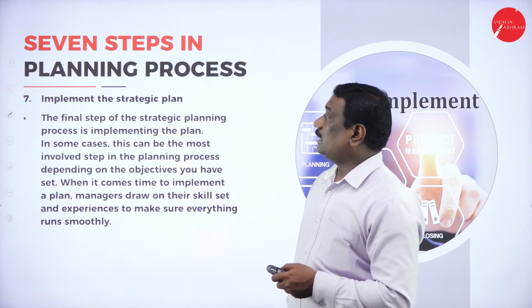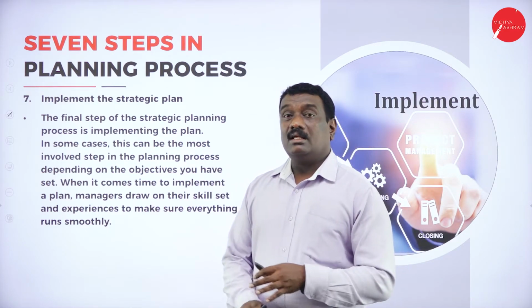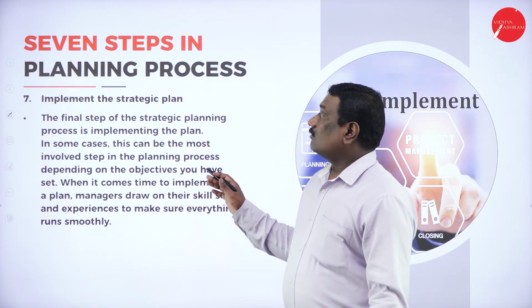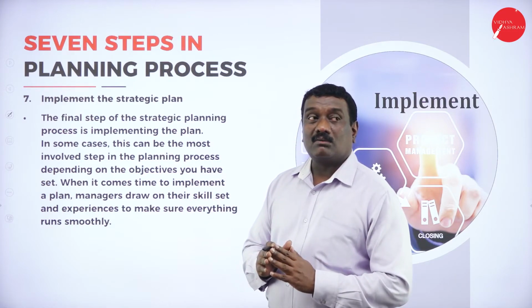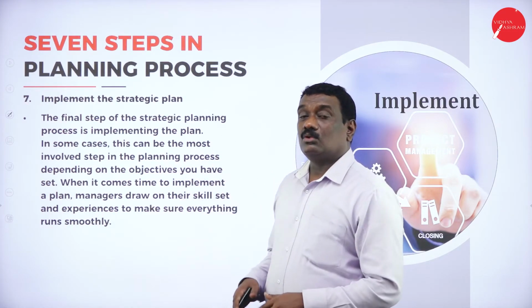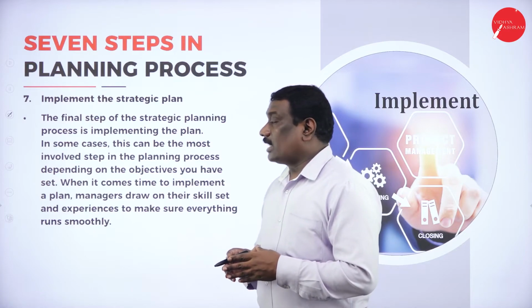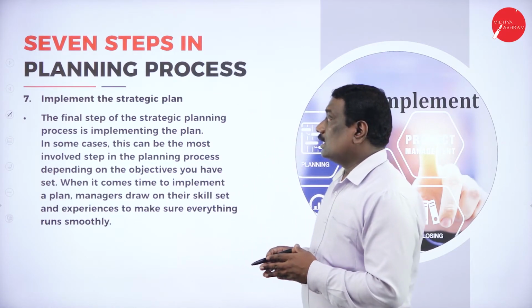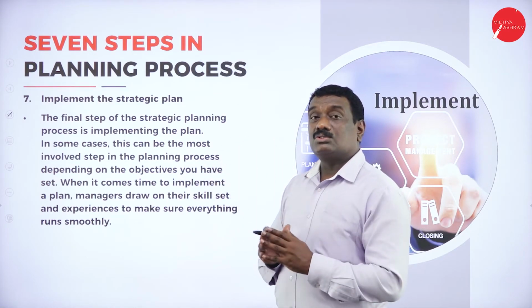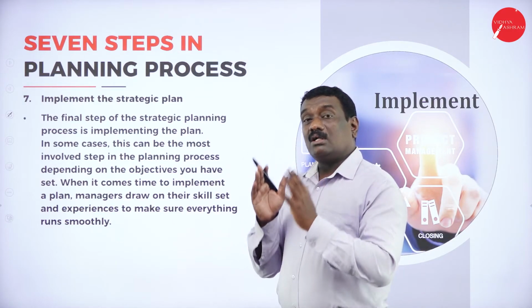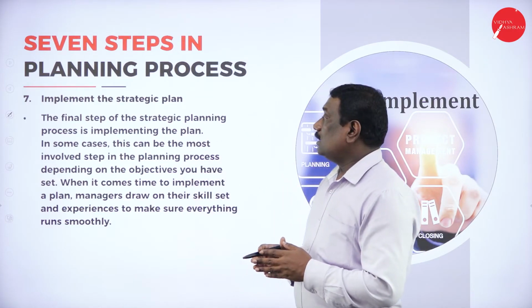Last one is implementing the strategic plan. So finally, the last step here is implementing the strategic plan. Whatever strategic plan you have, that will have to be implemented. The final step in the strategic planning process is implementing the plan which you have chosen, which you have formulated, which you have evaluated, and which is to be implemented now.